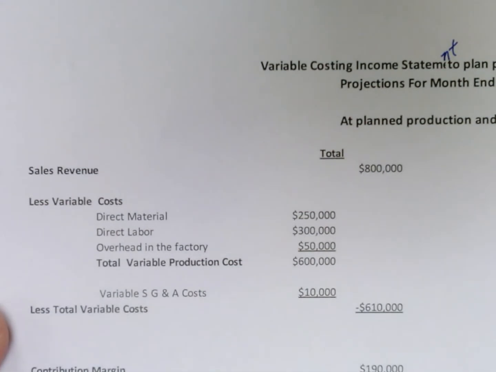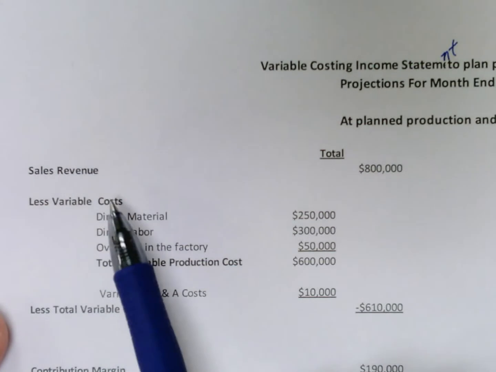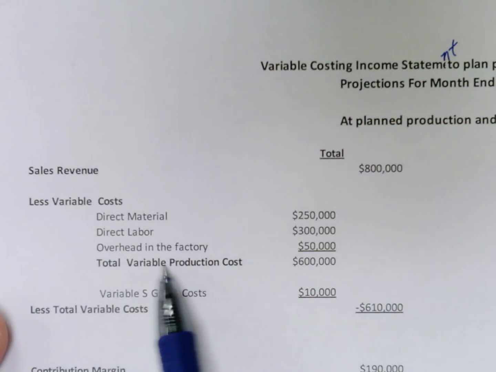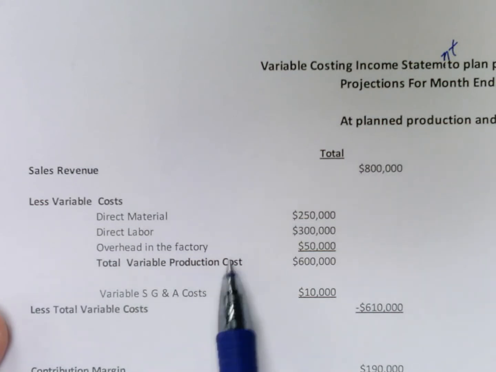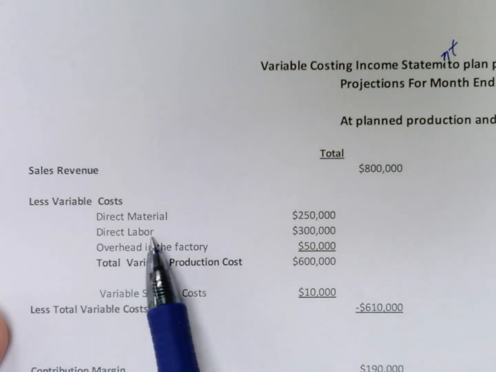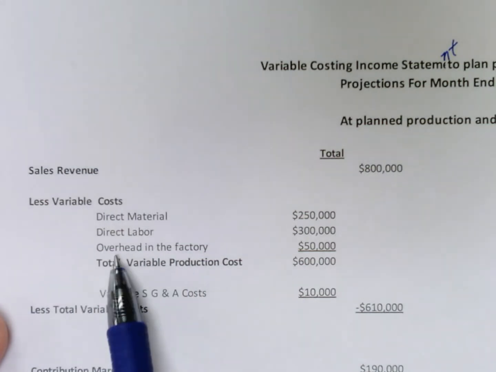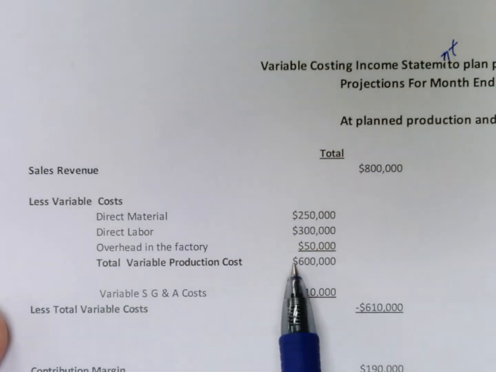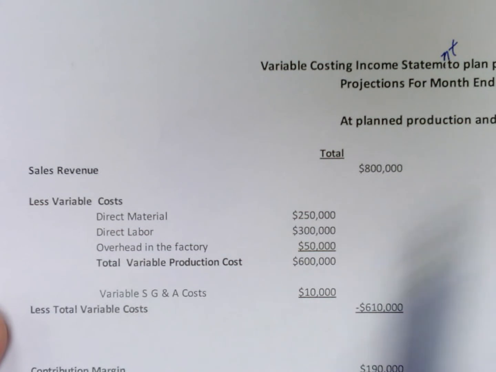Now, a few interesting things about this kind of income statement, which is good for internal planning and decision making, is that the variable costs are all listed first, and you'll notice that there's a little subtotal here called total variable production cost. So those production costs include direct material, direct labor, and variable overhead that happens in the factory. We get a subtotal there, and that is the cost of production to produce those 1,000 units. Separately from that, we have variable selling, general, and administrative costs.